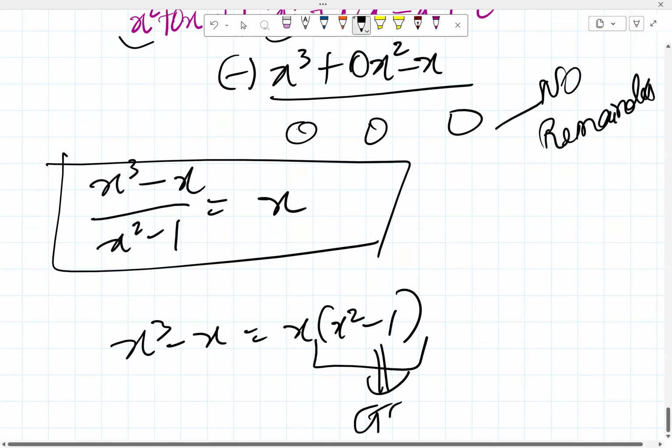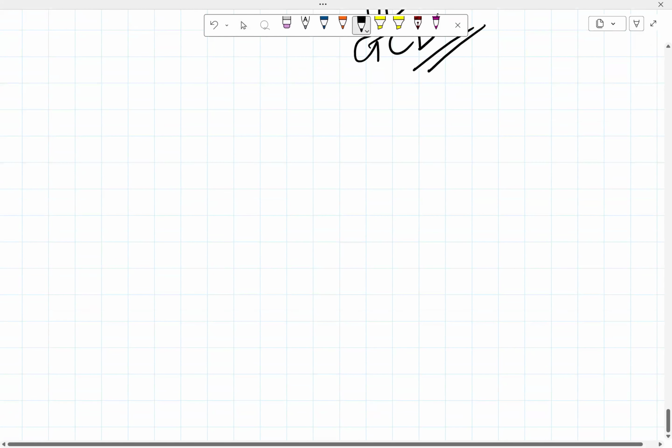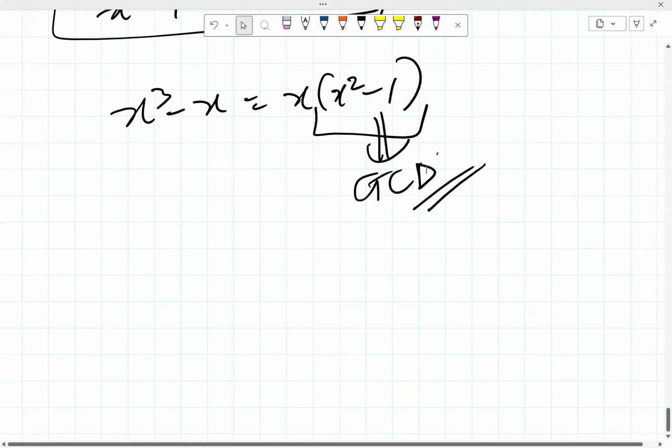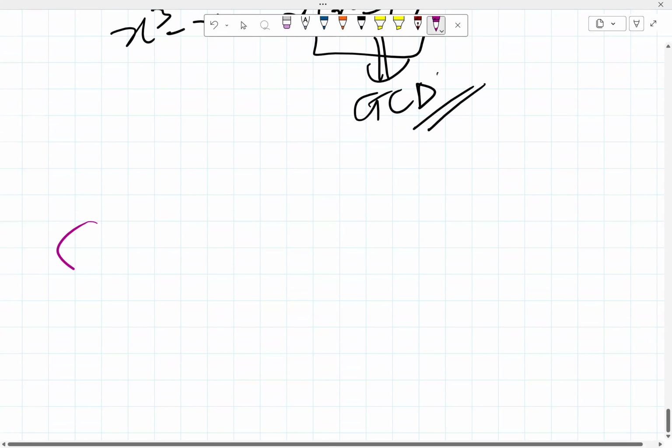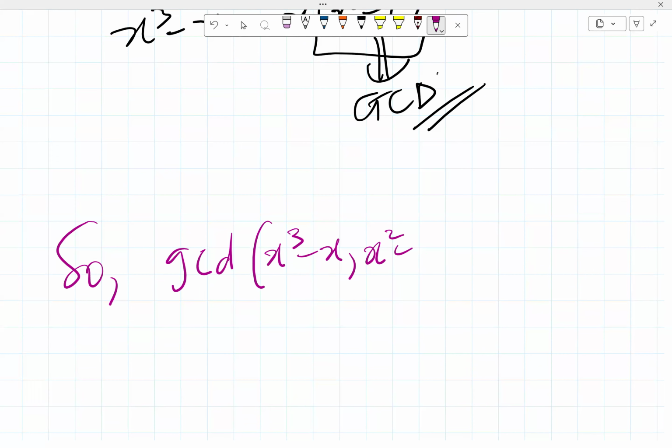Okay, this is simply the GCD, and it is monic already because there's no remainder. So the monic version of this, but it is already monic. So GCD of x cubed minus x and x squared minus 1 is simply x squared minus 1. Because there's no remainder, we would have taken the monic version, but it's already in the monic version. So we just stop with that.